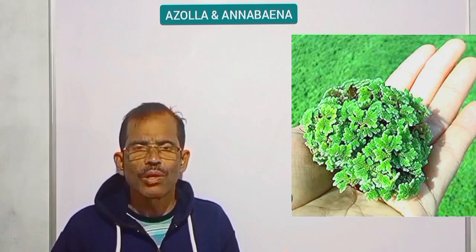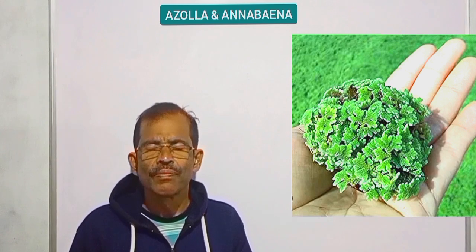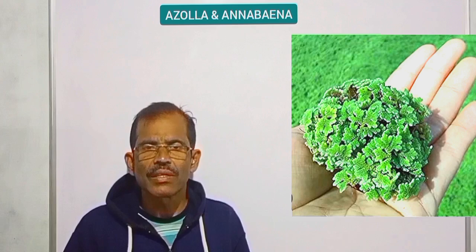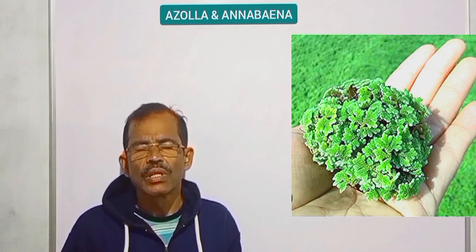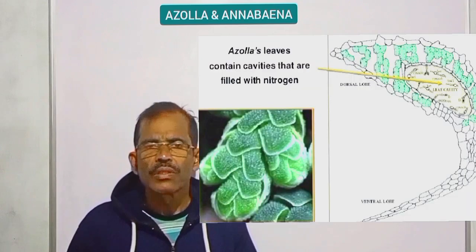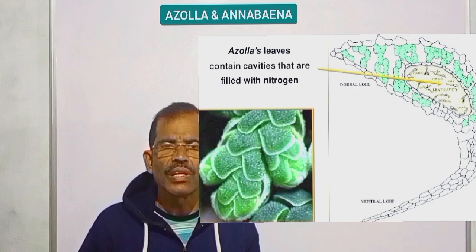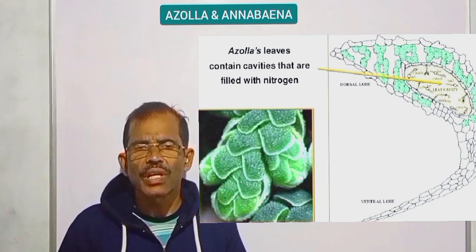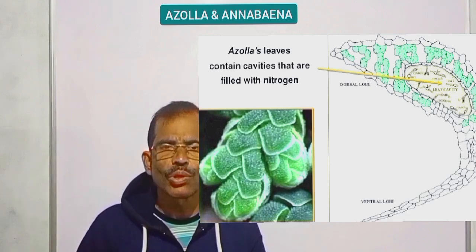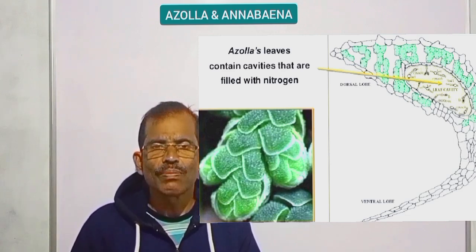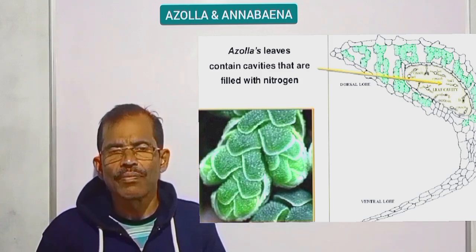The leaves are bilobed. The dorsal lobe is aerial and green. On the other hand, the ventral lobe is colorless and remains completely submerged in water. The dorsal lobe contains specialized mucilaginous leaf cavities which contain the nitrogen-fixing bacteria Anabaena azollae. The cyanobacteria fix atmospheric nitrogen into ammonia.